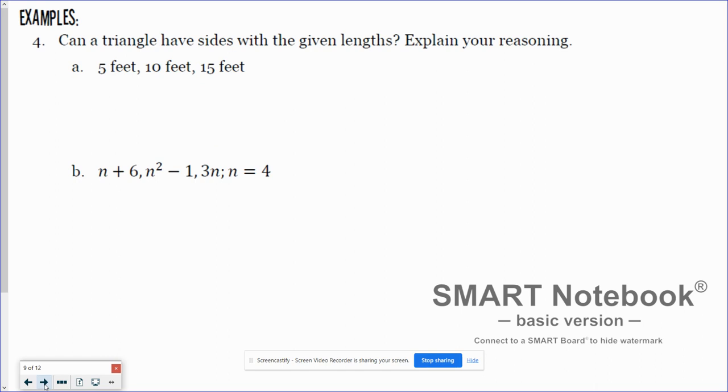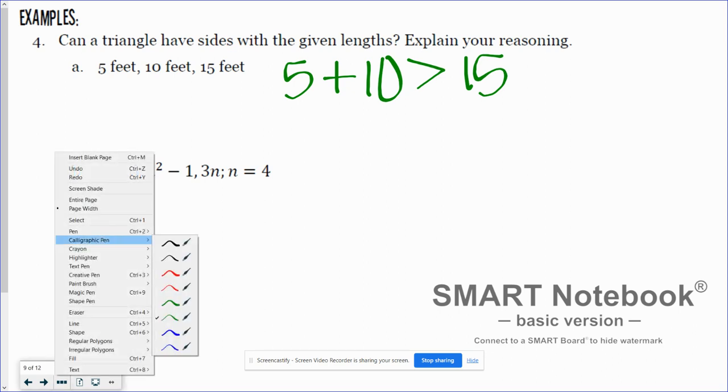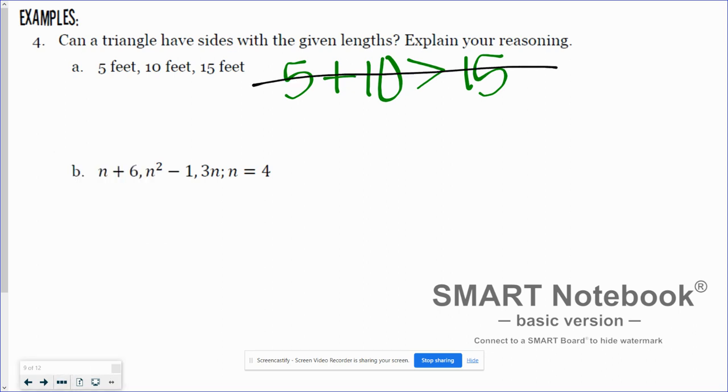So let's take a look at some examples. Can a triangle have sides with a given length? Explain your reasoning. So remember, the sum of any two sides has to be greater than the third side. So with triangle A, if I add 5 plus 10, this must be greater than the third side, which is 15. And it's not, right? Like, this is not true. So this is not a triangle.